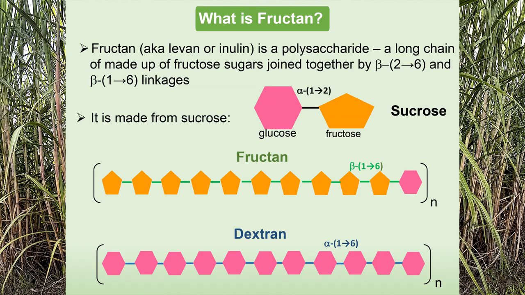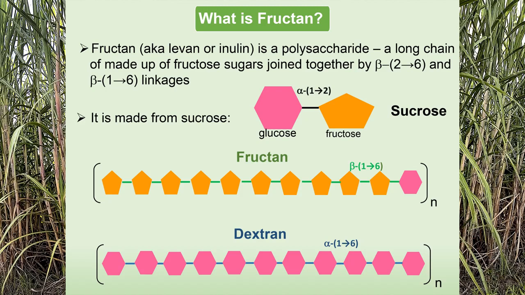Now let's compare this to dextran. You're all aware of dextran. We've been talking about dextran for 100 years in the Louisiana sugar industry. Well, in this case, the sugars, the pearls, are glucose. And you can see a different color linkage. This time, it's an alpha-1,6 linkage.